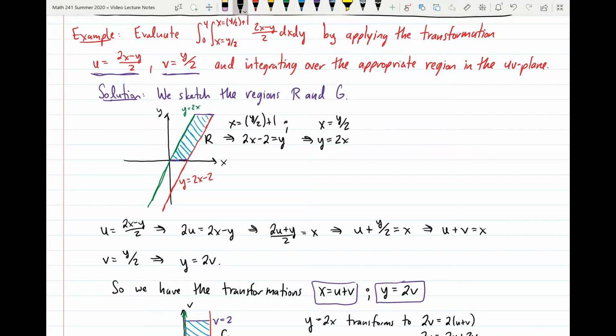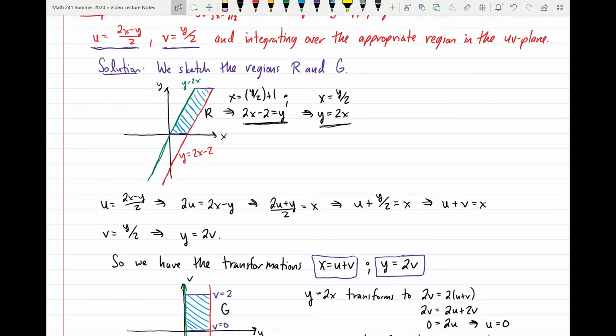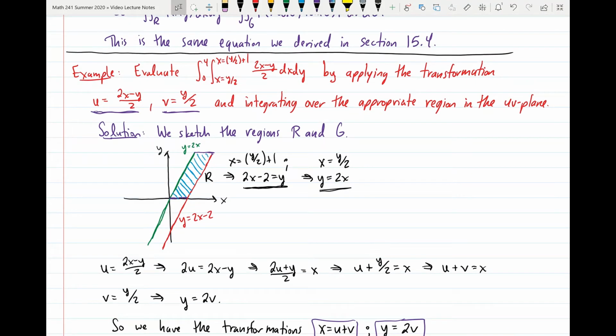So we have that the upper limit for x is going to be y over 2 plus 1. So we have the line x equals y over 2 plus 1, but we can make that look a little bit nicer and just say that this is 2x minus 2 equals y, and that's easier to graph as a line. We also have that x is equal to y over 2, which just implies that y is equal to 2x. So we take both of those lines, 2x minus 2 and 2x, and we plot them in the xy plane here. So we have y equals 2x minus 2 in red, and we have y equals 2x in green. And we also know that y is going to go from 0 to 4.